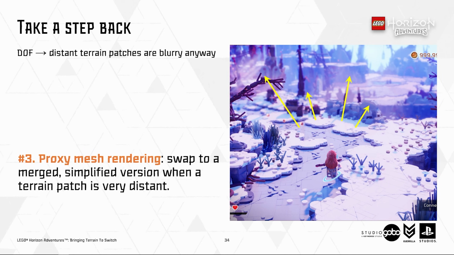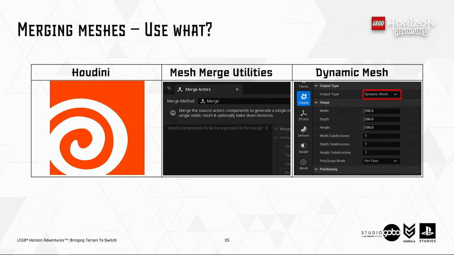The idea is similar to the HLOD system in Unreal's World Partition, in the sense that faraway patches are swapped to a merged and simplified version. So to do this, the first part of the puzzle is obviously how to merge these meshes together. Here are a few options available for us.